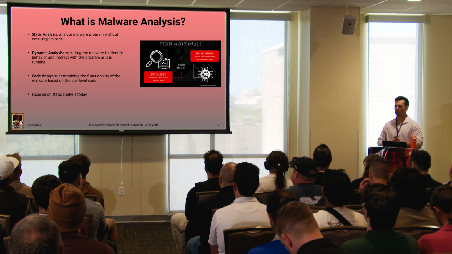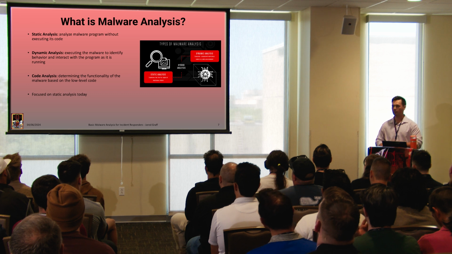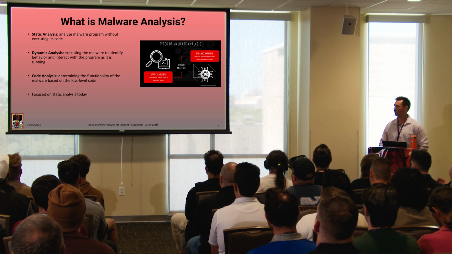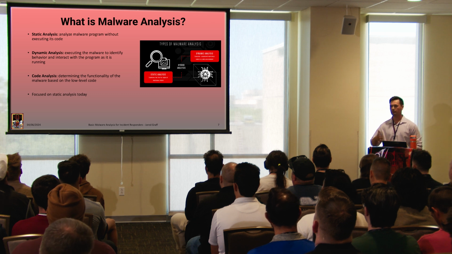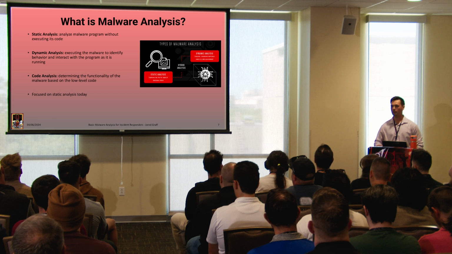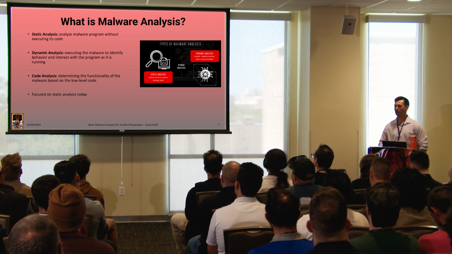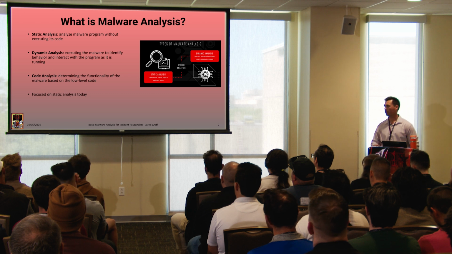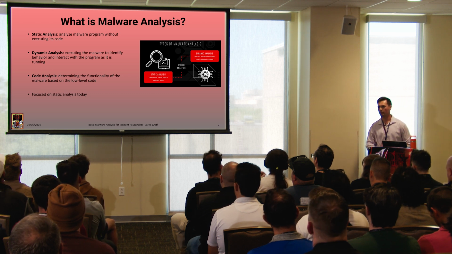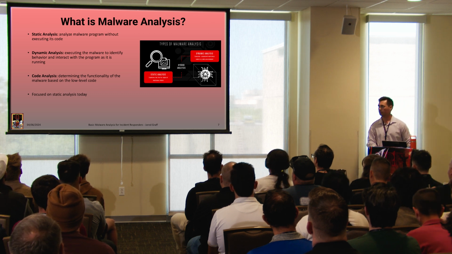This could be processes spawning in the malware, network connections it makes, really just a variety of things. And then the last one is code analysis. This is where you get into reverse engineering a little bit more. You start looking at the low-level code like assembly, and you determine the specific functionality of the malware. Today is mostly focused on static analysis. However, I will have a couple of screenshots of the disassembler Ghidra, so there will be a little bit of code analysis sprinkled in.